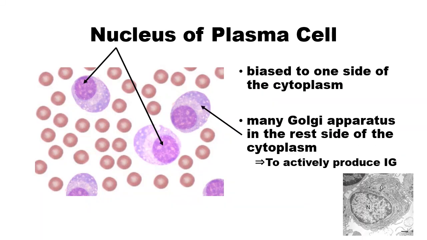The cytoplasm is rich in Golgi apparatus. The Golgi apparatus is responsible for protein modification and transport, and plasma cells that actively secrete immunoglobulins have a particularly large Golgi apparatus.